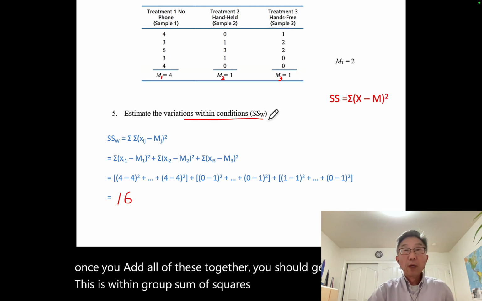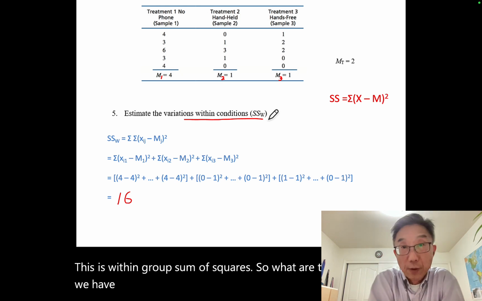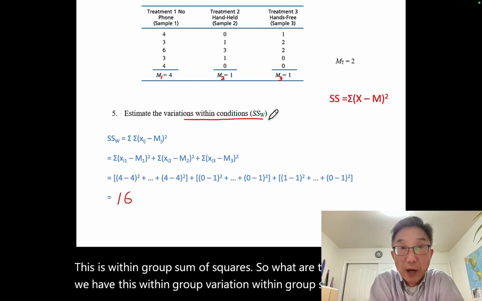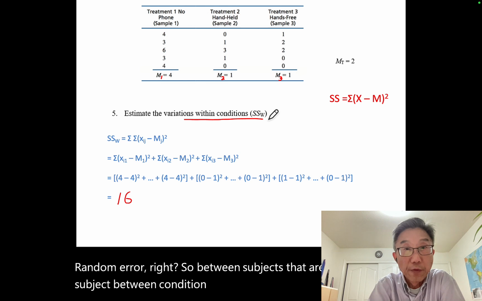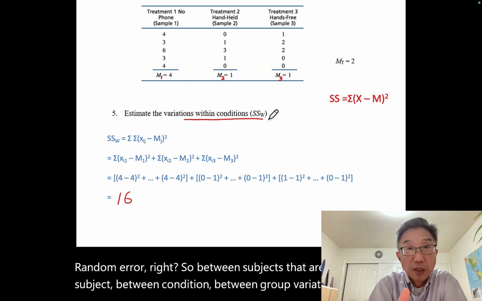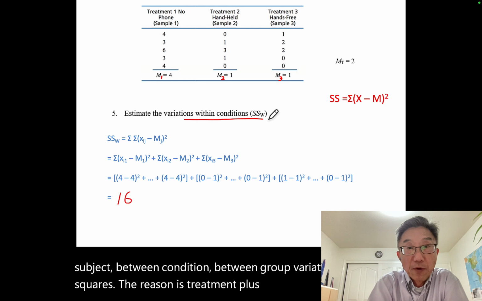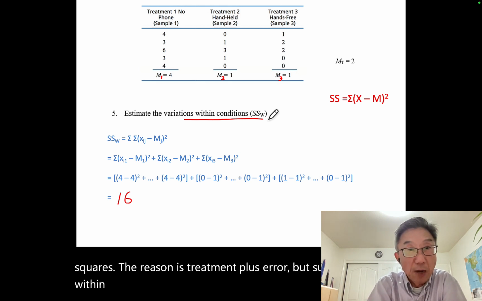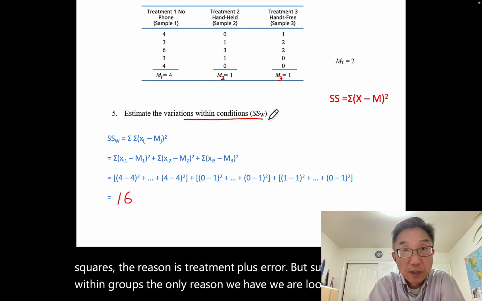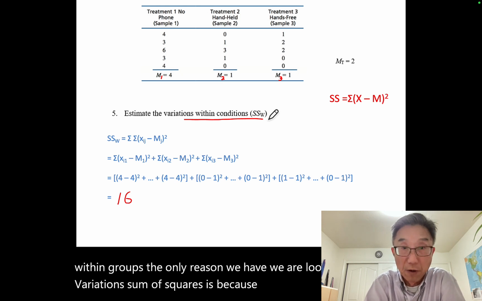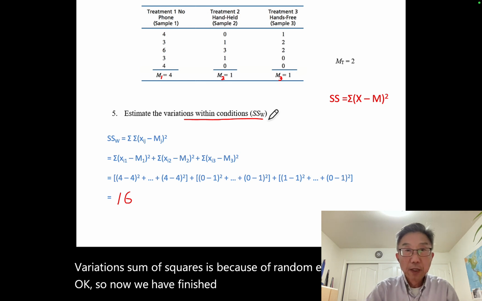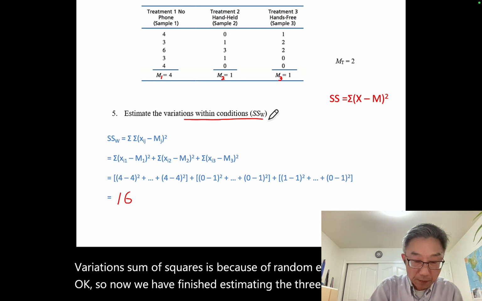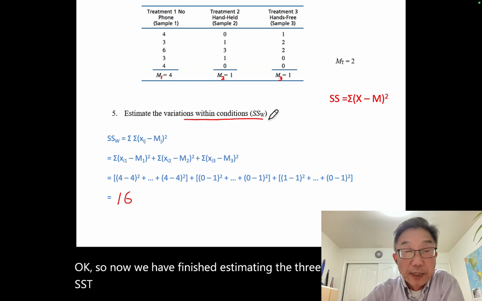So what is the reason that we have this within group variation, within group sum of squares? Random error, right? So for between condition, between group variation, sum of squares, the reason is treatment plus error. But for sum of squares within groups, the only reason we are looking at these different variations is random error. Okay, so now we have finished estimating the 3 sums of squares, SST, SSB, and SSW.